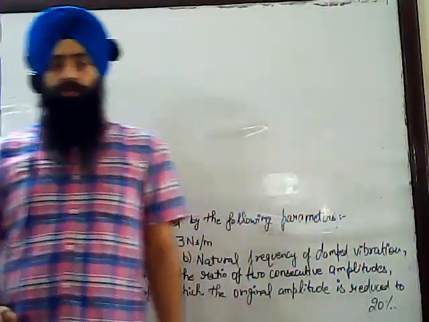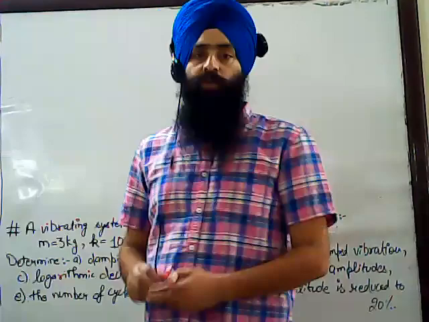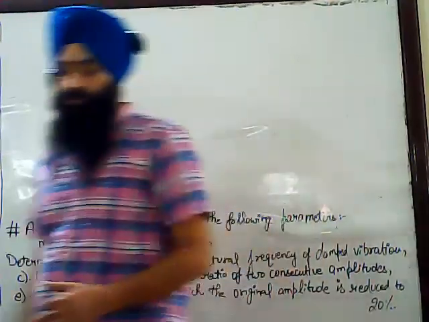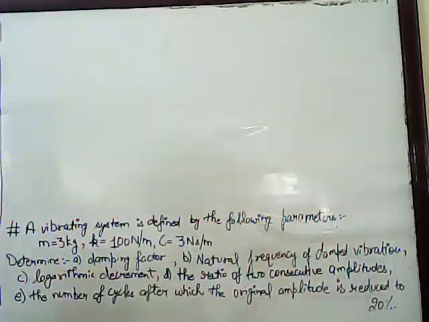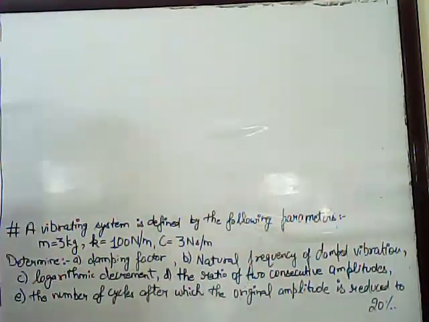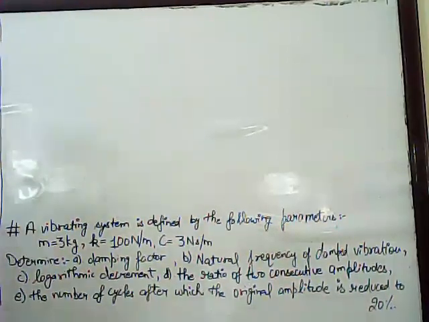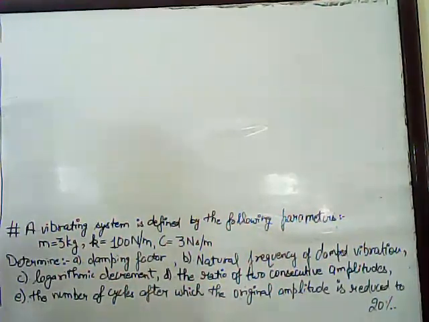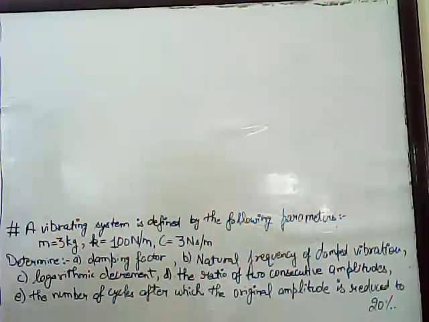So this is our second numerical on damped free vibrations. A vibrating system is defined by the following parameters. Mass is 3 kg. Stiffness of spring is 100 Newton per meter. The value of viscous damping coefficient is 3 Newton second per meter. Find damping factor. So first of all, we have to find the value of damping factor.